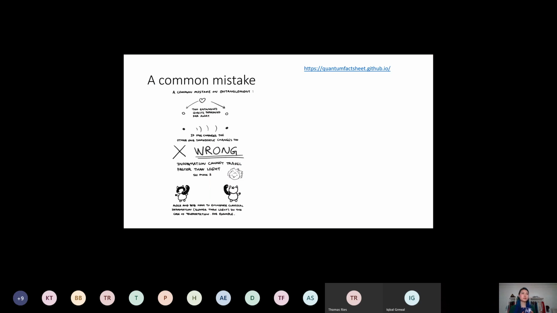A common mistake I already mentioned is when people say you change one, the other one will instantaneously change. And what law is it contradicting? It contradicts the fact that nothing can travel faster than light. If you can change one qubit and the other one immediately changes, that would imply information would travel faster than light, and that's not allowed. So there are a lot of other common mistakes in quantum computing that especially media talk about all the time. There's a list. If you're curious, you can take a look there.